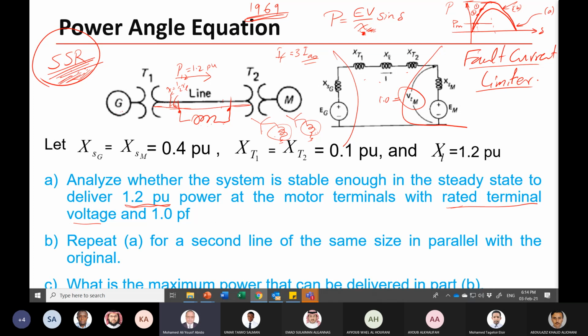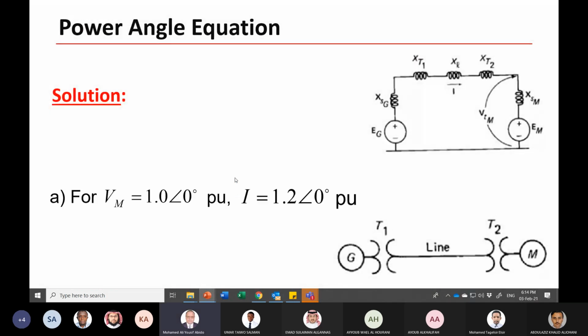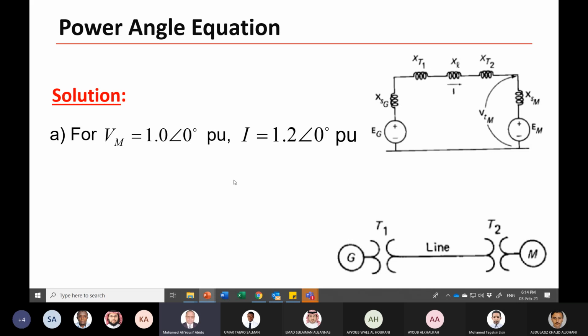Okay, so let us continue. This is the solution. We will consider the voltage at the motor as our reference with angle 0. It's a rated voltage, 1 per unit. And then the current equals this.